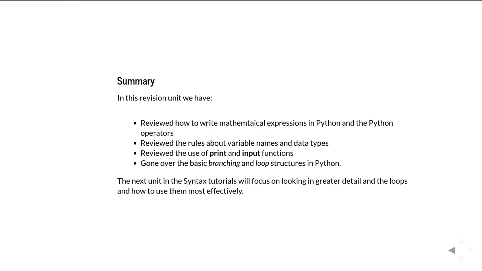So the summary of this revision video: we've just very briefly reviewed how to write mathematical expressions in Python and the Python operators. We've reviewed the rules about variable names and data types. We've reviewed the use of print and input, and we've gone back over the basic branching and loop structures in Python. In the next unit of these syntax tutorials, we're going to be doing a bit more about those loops and looking in more detail at how to use them effectively.